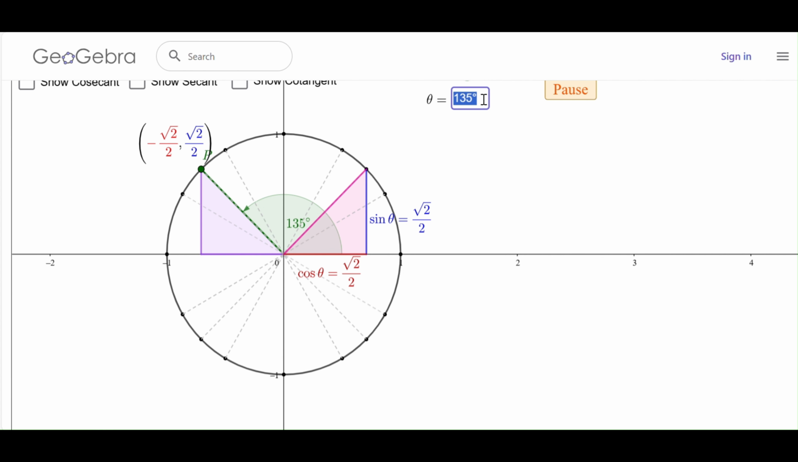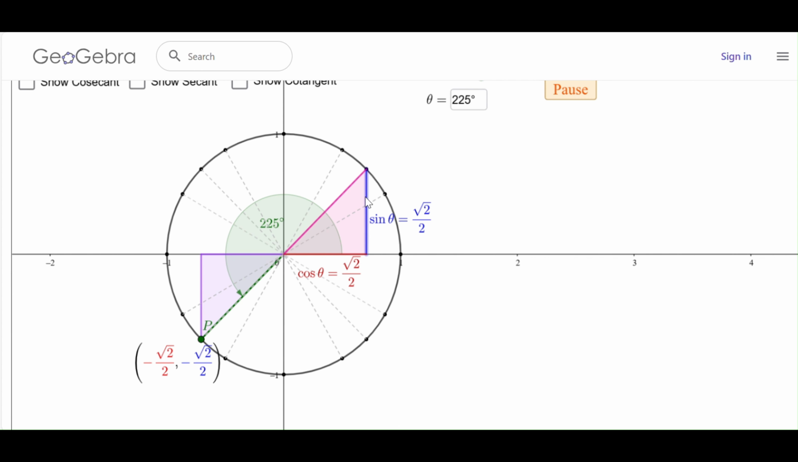What if we add 45 to 180? The next angle is 225 degrees. Yep, it's the same thing here. For 45 degrees, sine is positive, radical 2 over 2. But for 225 degrees, sine is same value, but negative, radical 2 over 2. Perfect. Cosine was positive, right? And now our cosine is negative. So negative radical 2 over 2.